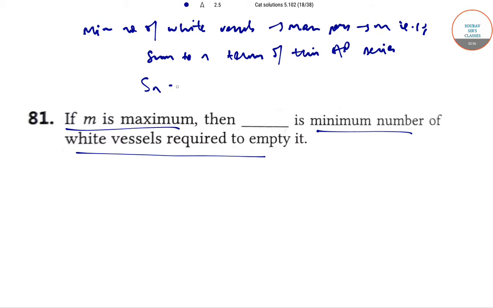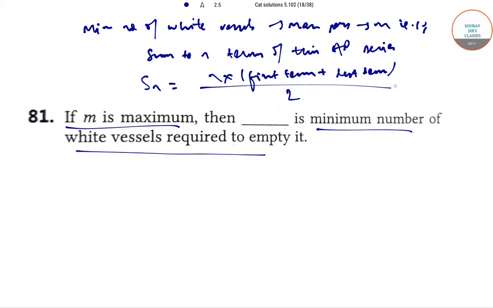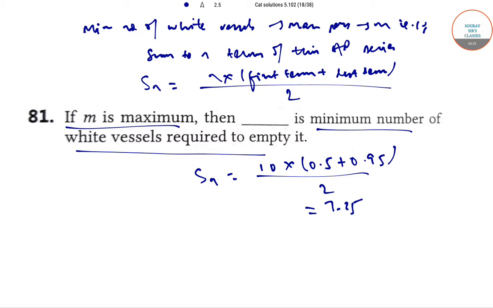So the sum of n terms, Sn, is equal to n into (first term plus last term) by 2, where n is the number of terms in the series. So Sn is equal to 10 into (0.5 plus 0.95) by 2, that is 7.25. Now since the number of vessels must be a whole number, the minimum number of vessels required is 8.